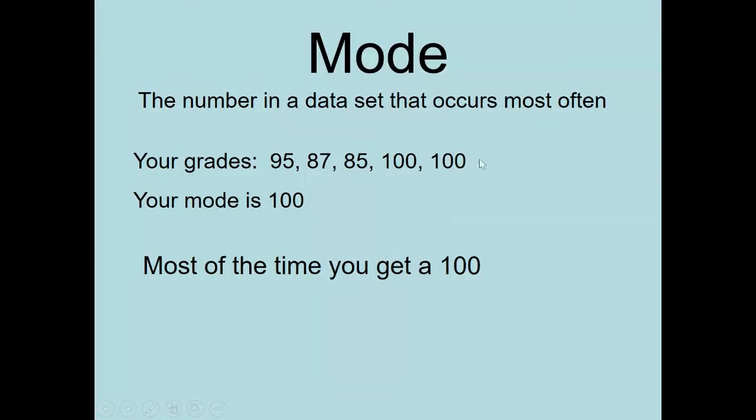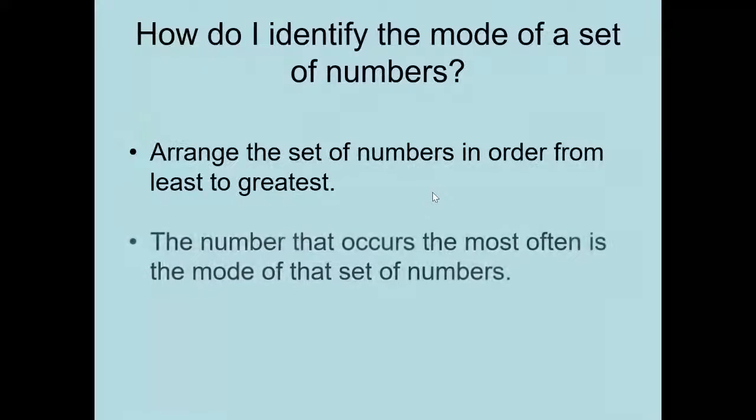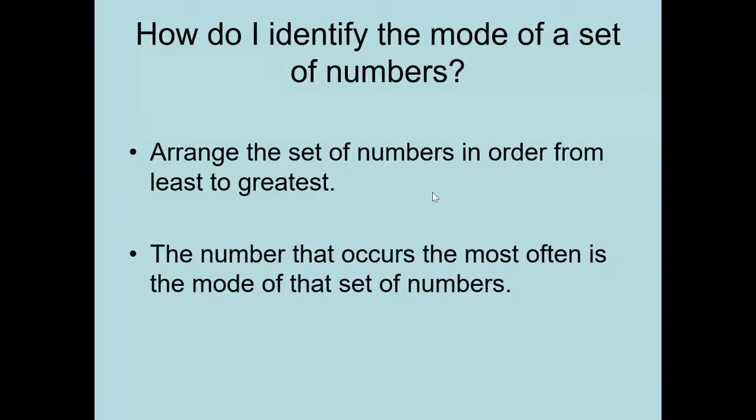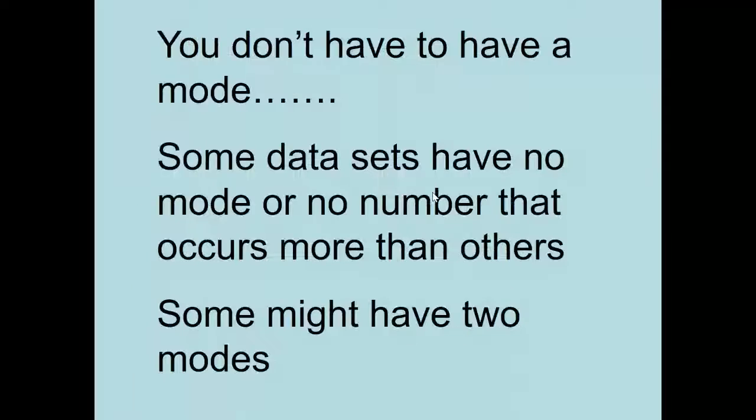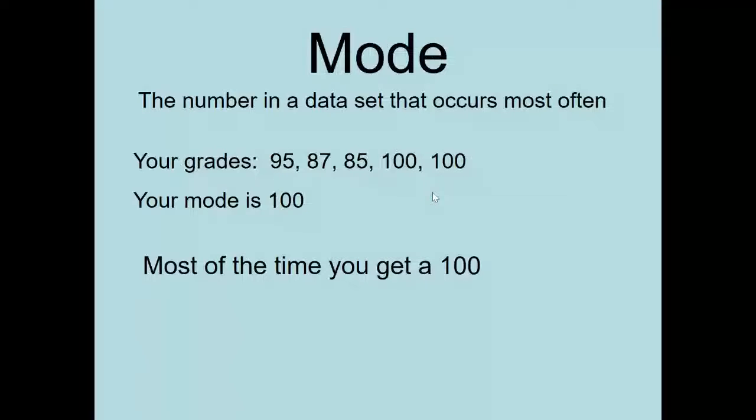Now, this set of data has one mode. You can have a set of data that has no mode at all. Putting them in order helps figuring out the mode. Let me go back here a minute. All right. So let's say this 100 right here was a 90 and none of our grades repeated at all. We would just have no mode.